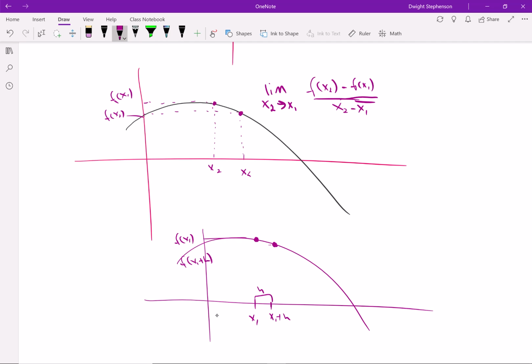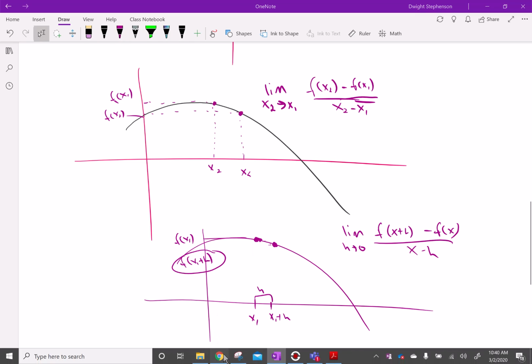And then our goal is to make this h go to 0. So again, I'm going to use this notation. I want this h value to go to 0, but the slope of this line is now just f of x plus h minus f of x over x plus h minus x. And what we do is we make this h smaller and smaller and smaller, so these two points become closer and closer together.